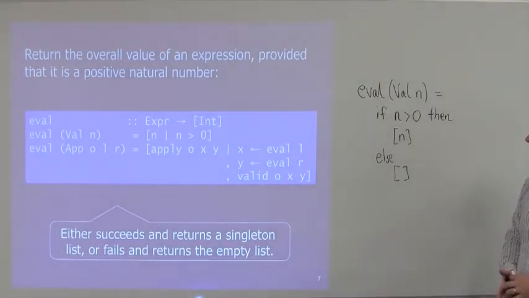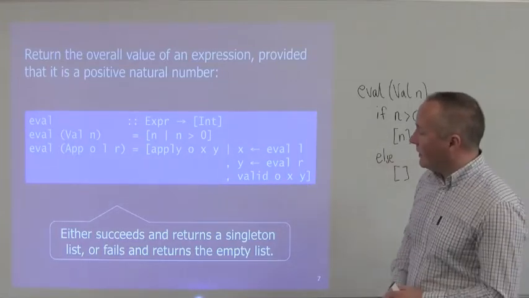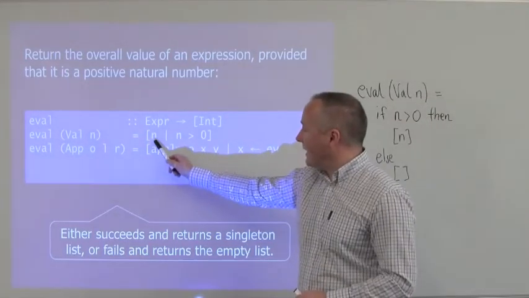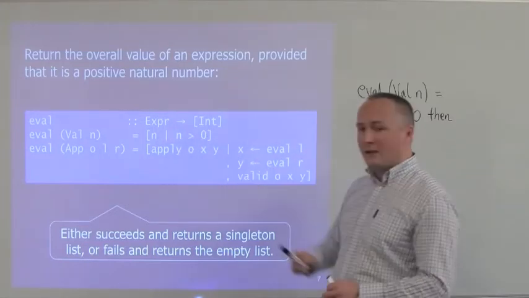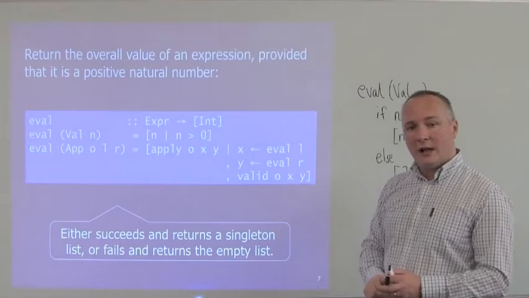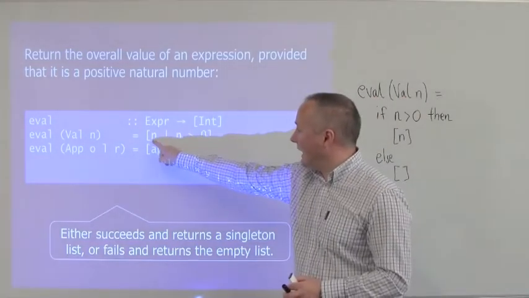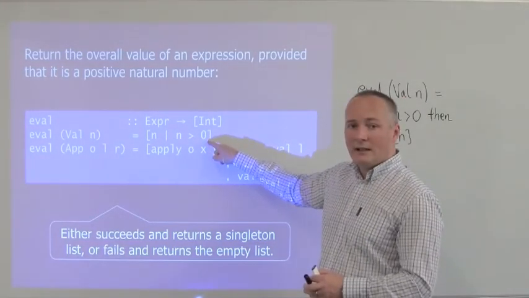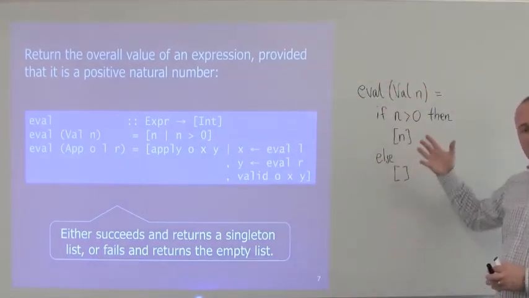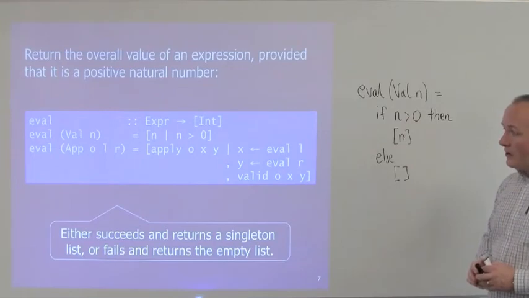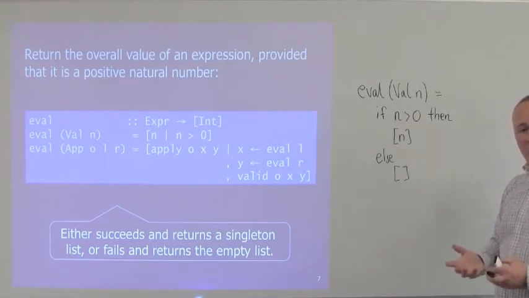This is a perfectly valid definition, but we can write it in a more compact way by using the list comprehension syntax. Over here, we're forming a list of the value n provided that n is greater than 0. So this list comprehension simply returns the value n provided that n is greater than 0, and this has the same effect as this code here. Here we're leveraging the power of list comprehensions to make our program a little bit more compact.